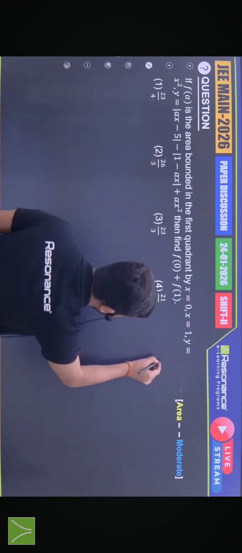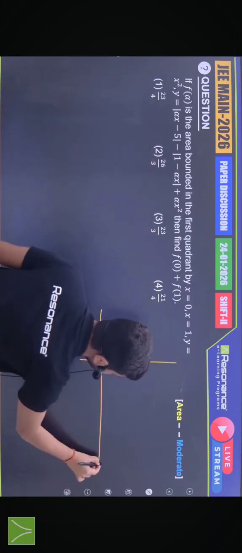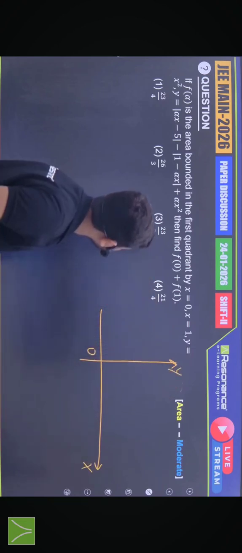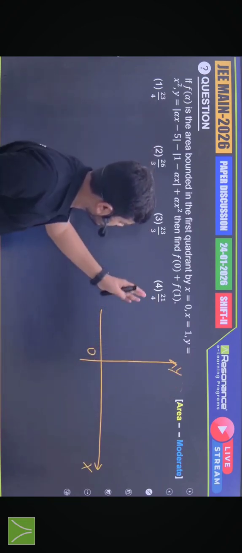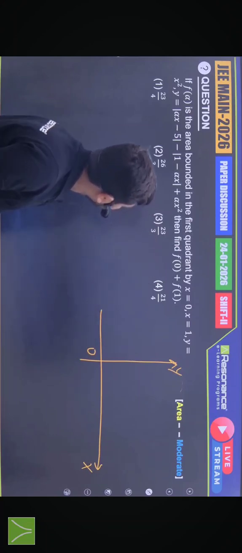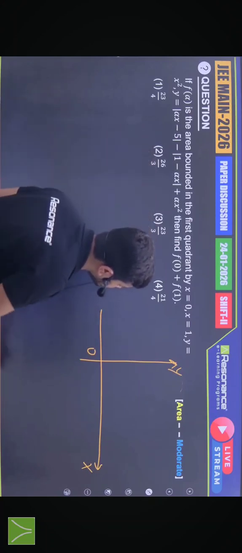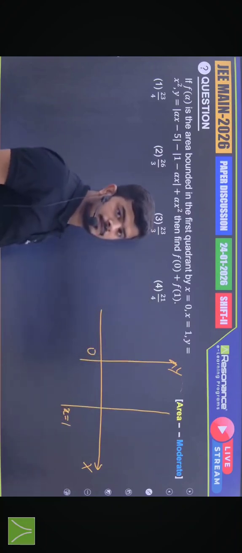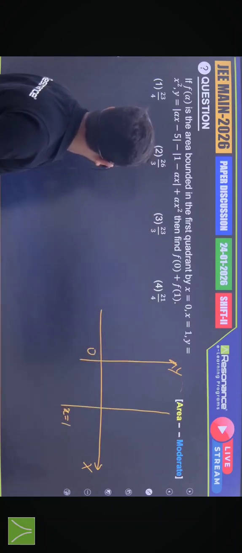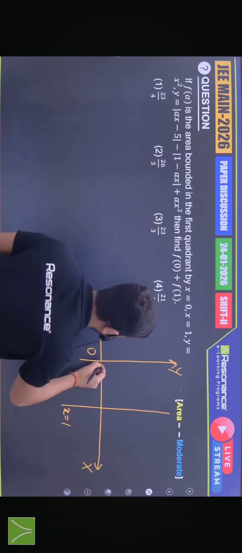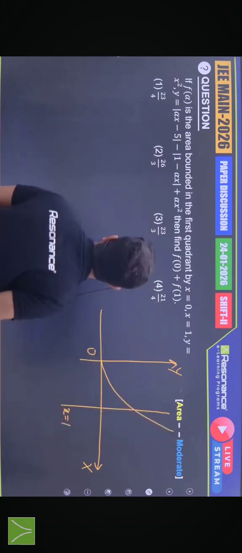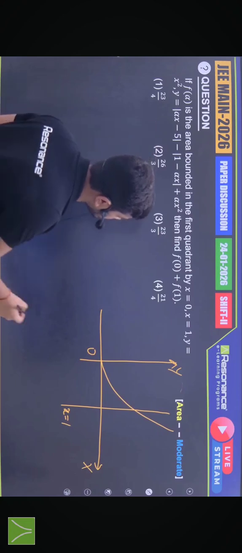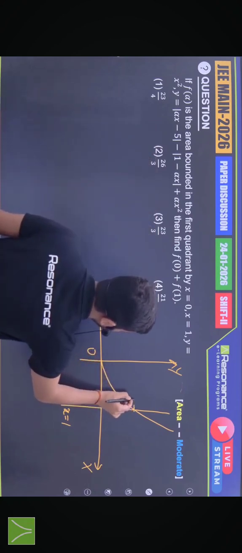So first of all, draw the graph for this. x equal to 0, this line, and x equal to 1. This line is x equal to 1. y equal to x square, in the first quadrant. Okay, so this value is also 1.